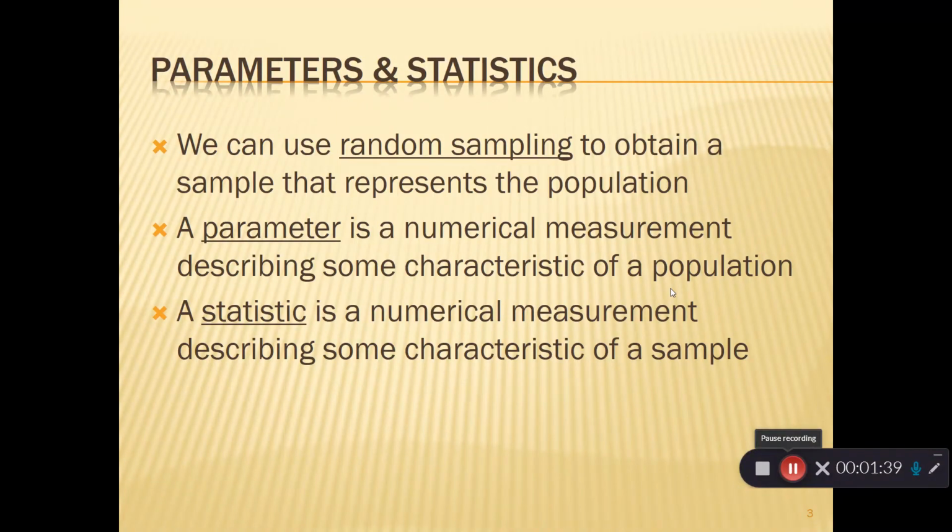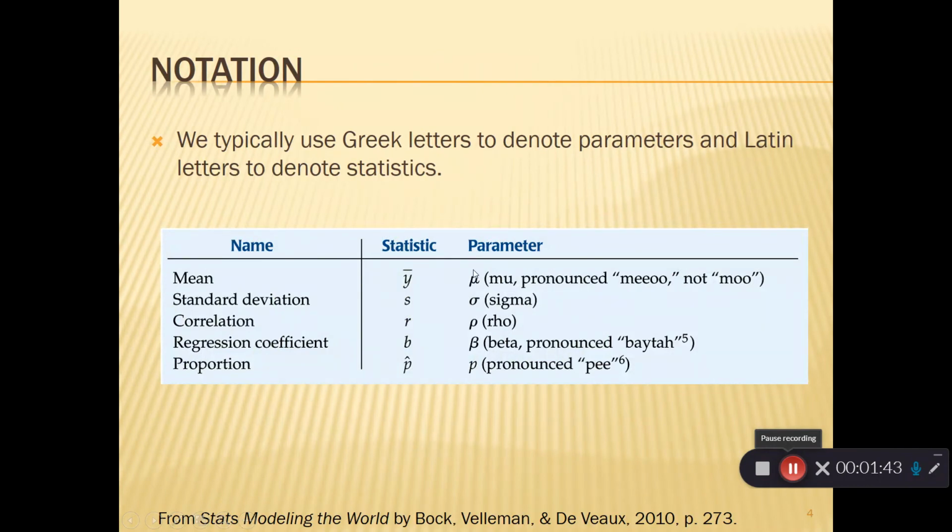A parameter is a characteristic of a population, and a statistic is a variable measurement of the sample. We typically use Greek letters to denote parameters, mu for the mean, sigma for the standard deviation. We're going to talk about the correlation coming up, but this is the exception to using the Greek symbols for populations. We use a P for a population proportion. We use the Latin letters for statistics, except again, with the proportion, we use P hat for the proportion.